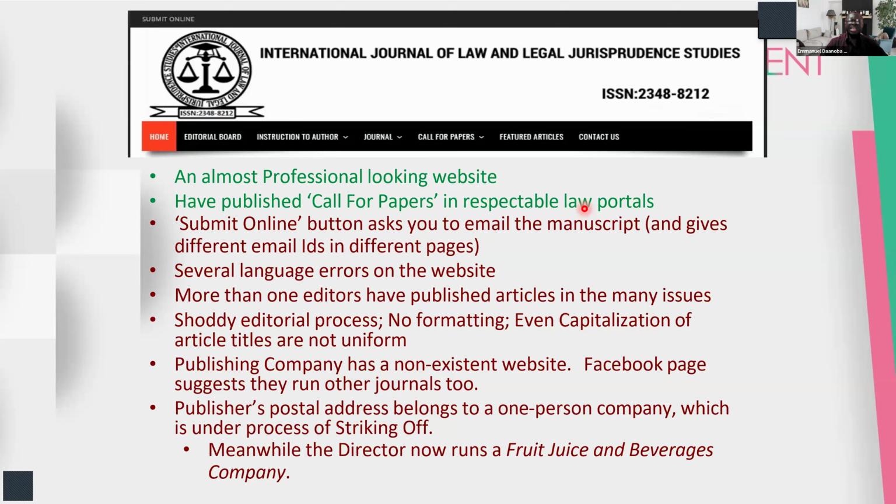They don't show the editorial process. There is no formatting. Even capitalization of article titles is not uniform. You check that. The publishing company has a non-existing website. All right. The Facebook page suggests they run other journals too. Not only one journal, several journals. It is a no-go area. Then the publisher's postal address belongs to a one-person company, which is under process of striking off. Please be careful. Meanwhile, the director now runs a fruit juice and beverages company. He has used your money to go and open a business.